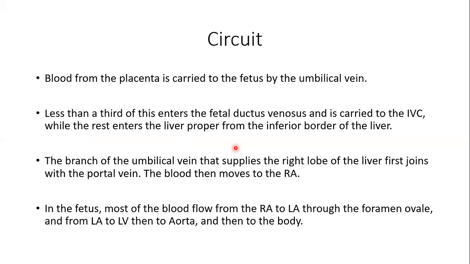So the rest of the blood goes into the liver. The branch of the umbilical vein that supplies the right lobe of the liver first joins the portal vein. Everything that enters the IVC then goes to the right atrium. From the right atrium, preferentially, it moves through the foramen ovale. Most of the oxygenated blood moves through the foramen ovale to the left atrium and then to the left ventricle. From there, the blood is pumped by the left ventricle.